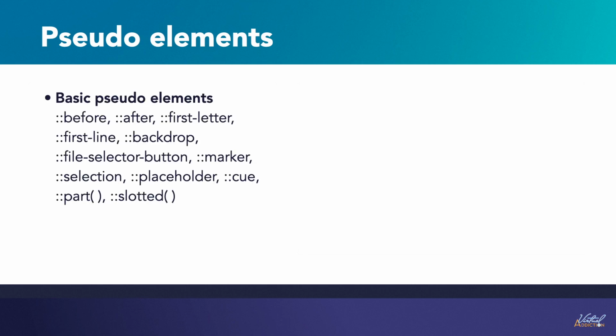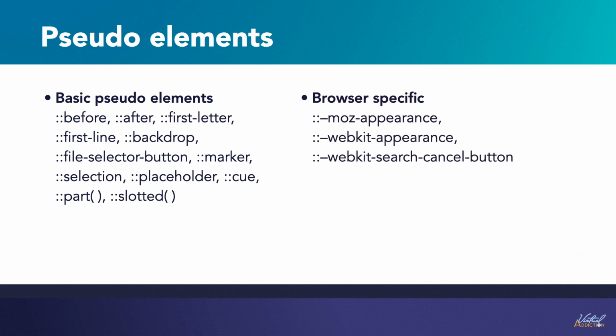We have quite a few basic pseudo-elements like before, after, first letter, first line, backdrop, file selector button, marker, selection, placeholder, cue, part, and slotted. And then we have browser-specific pseudo-elements like Moz appearance, WebKit appearance, or WebKit search cancel button.